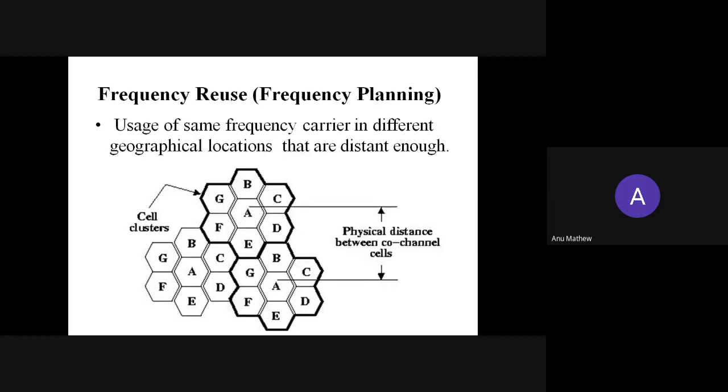Now we will see the concept of frequency reuse. It is also known as frequency planning. It is the usage of the same frequency carrier in different geographical locations that are distant enough. Here one cluster consists of 7 cells A to G, and the same cluster is repeating here also. A represents one cell with a particular frequency band, and this A also represents the same frequency band, which is repeating here. So we can say the distance between this cell A and this cell A is the physical distance between the co-channel cells, where the frequency is repeating.